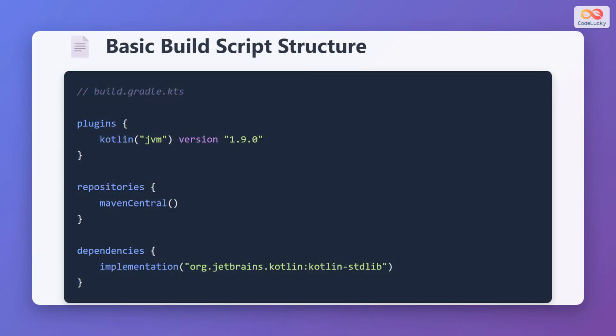A basic Gradle build script with Kotlin DSL follows a clear structure. At the top, you define plugins using the plugins block. This is where you specify which Gradle plugins your project needs, such as the Kotlin JVM plugin with its version. Next comes the repositories block, where you declare where Gradle should look for dependencies. Maven Central is the most common repository. Finally, the dependencies block lists all the libraries your project needs, such as the Kotlin standard library. Each section serves a specific purpose in configuring your build.